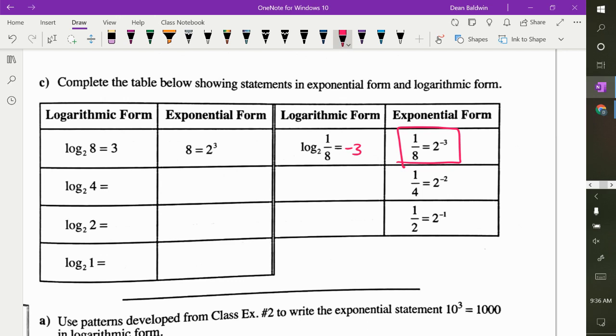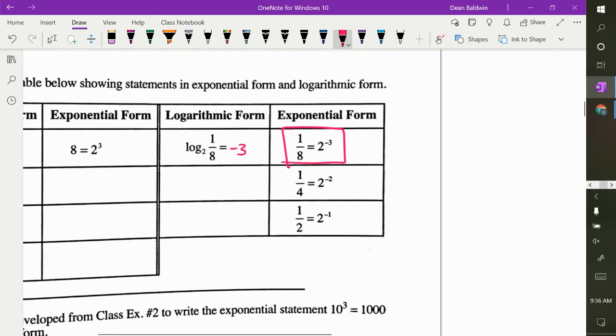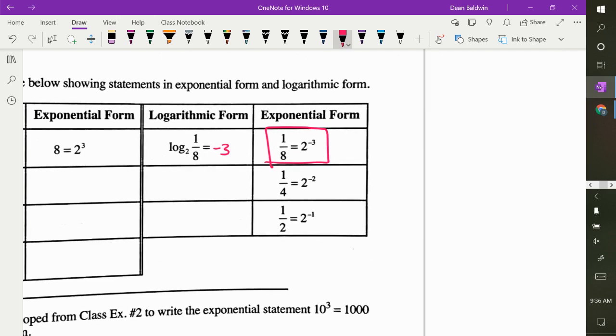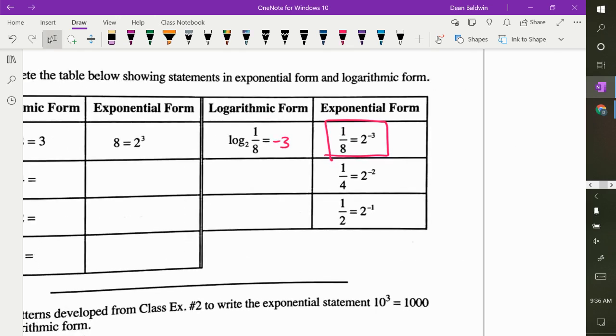This is the logarithmic form here. What is the base on the exponential form here? No, the base. 2. The base is the number that has the exponent on it. So this is the base. This is the base on the log. Okay? So when you write it in logarithmic form, the base is the subscript when you write the log. Okay? The 1/8 just stays there.